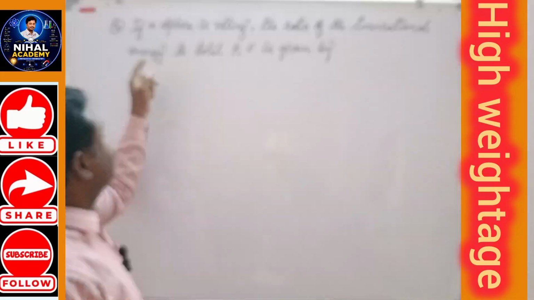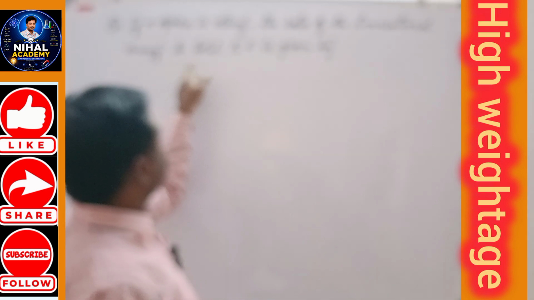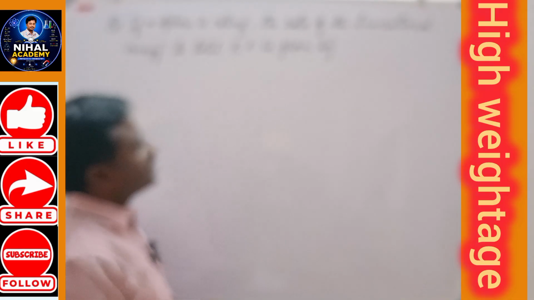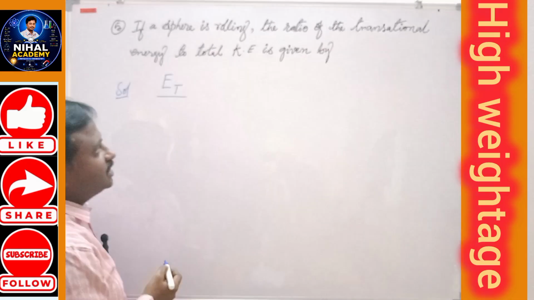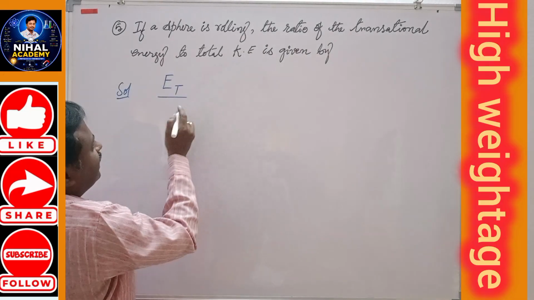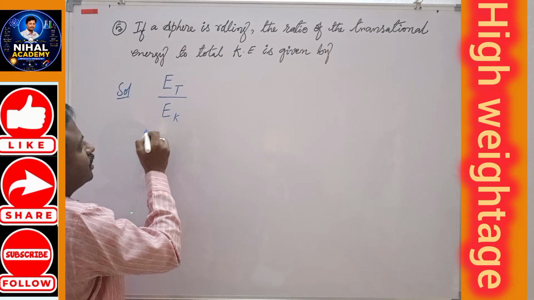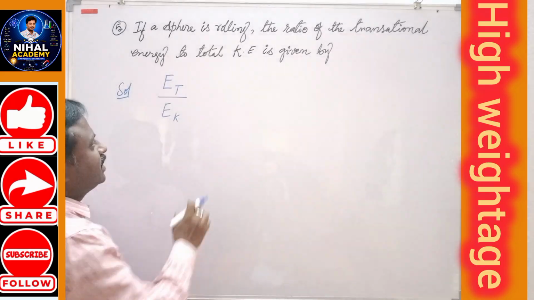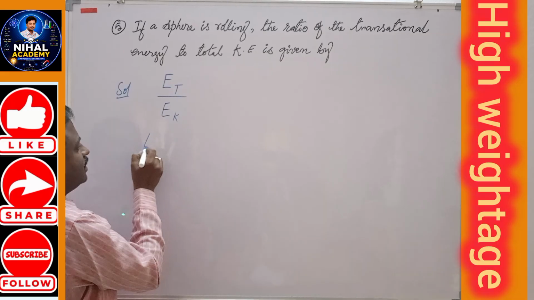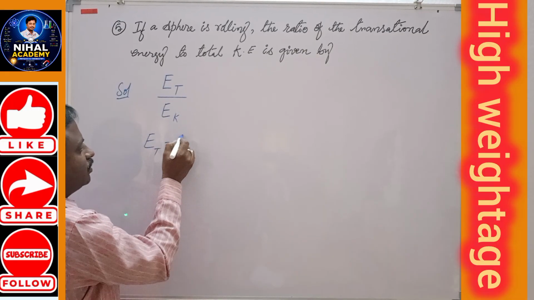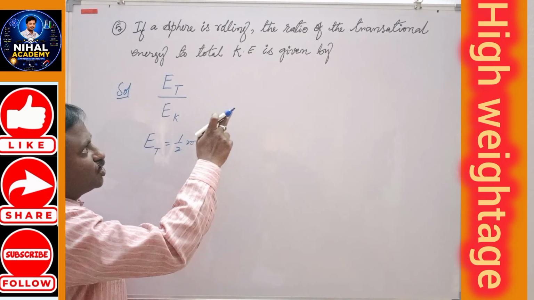The fifth question: if a sphere is rolling, the ratio of the translational energy to the total kinetic energy is given by? A sphere is rolling, so translational energy ET will represent this, and EK is the total kinetic energy. So this ratio I have to calculate. What is this translational energy? ET is equal to half m v square, when a body is moving in a translational path.